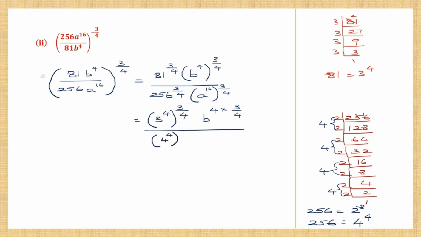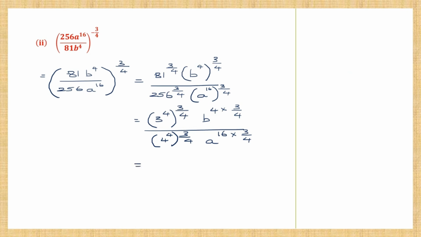And this whole thing is raised to the power of 3 by 4. Into, we have a here raised to the power of 16 into 3 by 4. So in the next step, we can use the power law and write 3 raised to the power of 4 into 3 by 4. And b, now we can cancel this 4 and this 4. So b is simply raised to the power of 3. In the denominator, we can say 4 raised to the power of 4 into 3 by 4 into a, and here we can cancel. 4 ones are 4, 4 fours are 16, 4 threes are 12. Here, when we continue, we can cancel this 4 and this 4.